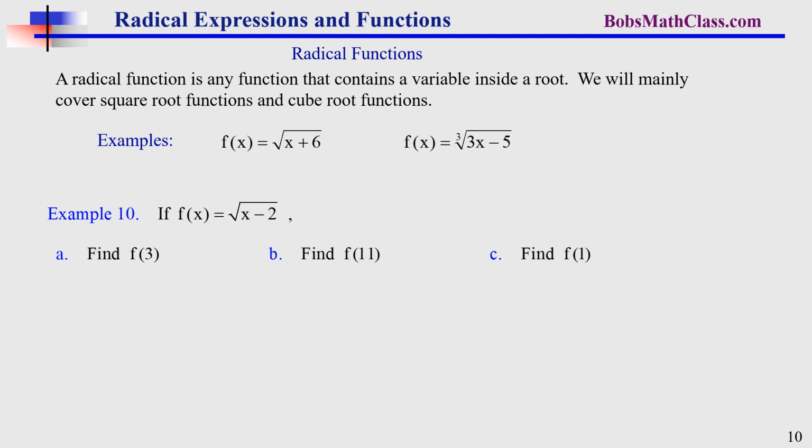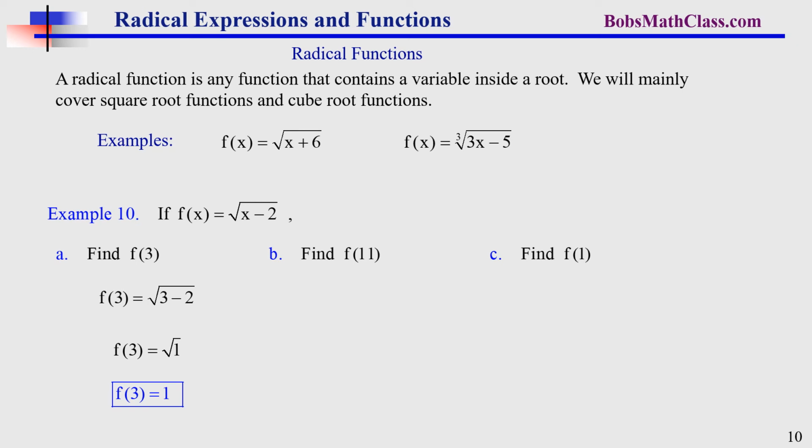Okay. Example 10. f of x equals the square root of x minus 2. First, we'll find f of 3. That means everywhere you see an x, replace the x with 3. So f of 3 equals the square root of 3 minus 2. Simplify the radicand. 3 minus 2 is 1. And then the square root of 1 is 1. So f of 3 equals 1.